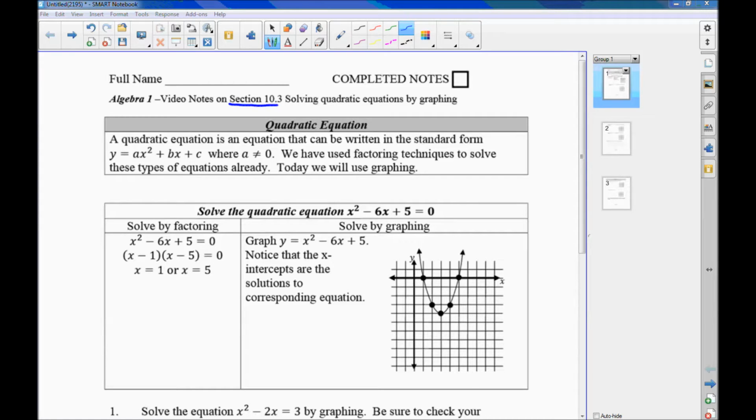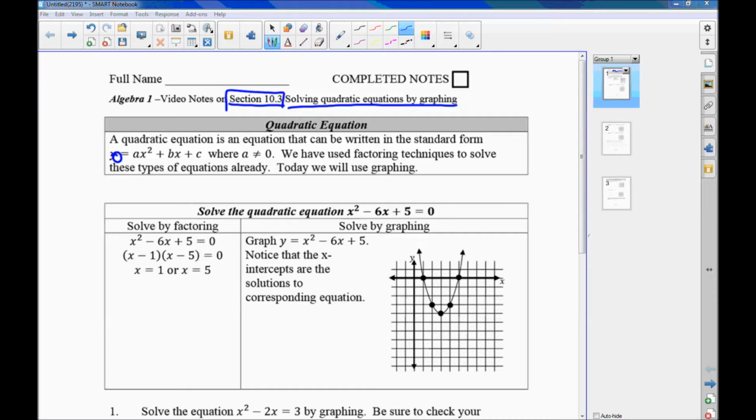Today we are covering section 10.3, solving quadratic equations by graphing. A quadratic equation is an equation that can be written in the standard form of y equals ax squared plus bx plus c, where a is not equal to 0. We have used factoring techniques to solve these types of equations already. So we've solved them when we thought that y was 0. So there's our function. Today we're going to use graphing.